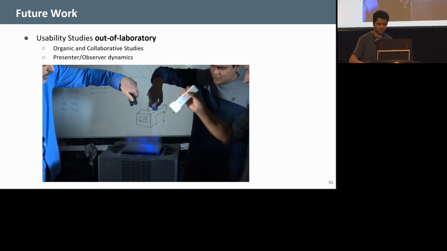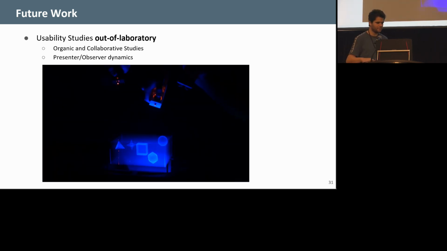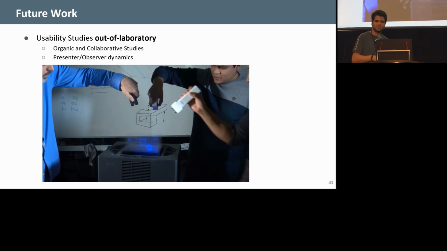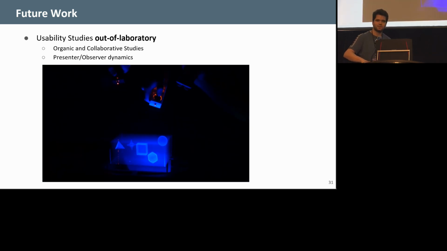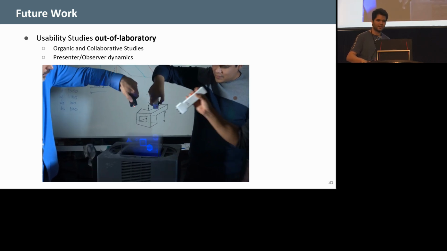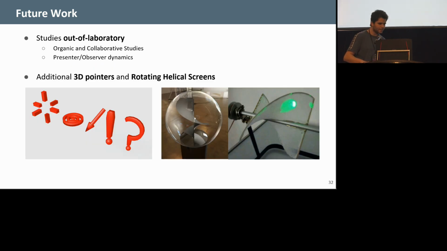So some future work that could be done with the pointer ball would be more usability studies outside of the laboratory, to know how it performs in different presentations in a volumetric display with users, with a presenter and an audience. Also, it would be cool to modulate the laser so that we can project 3D objects instead of just a dot, for example visual cues such as a bullseye, an arrow, or an exclamation mark.